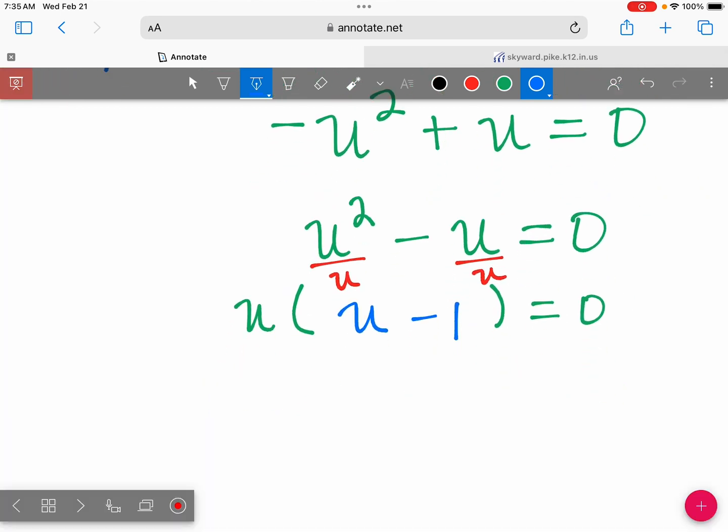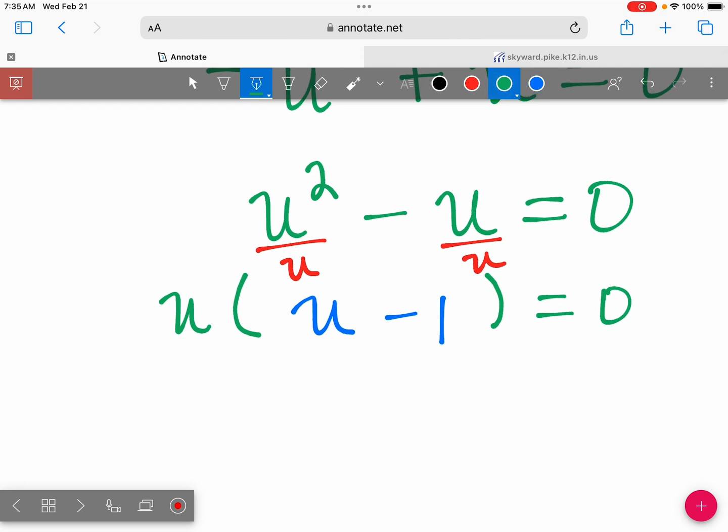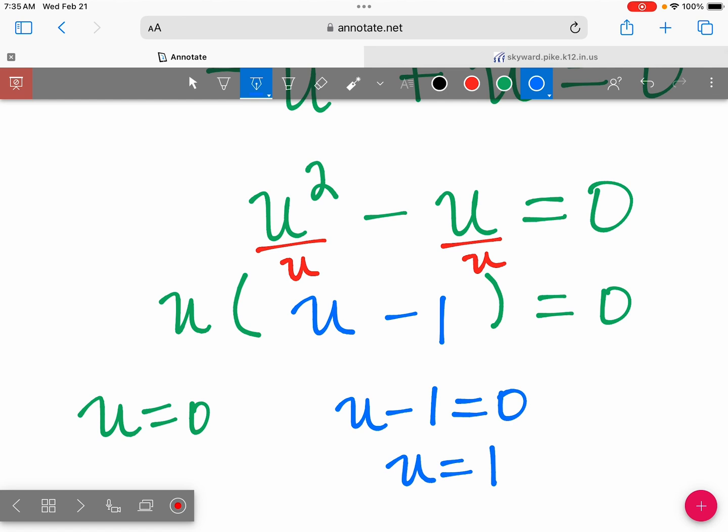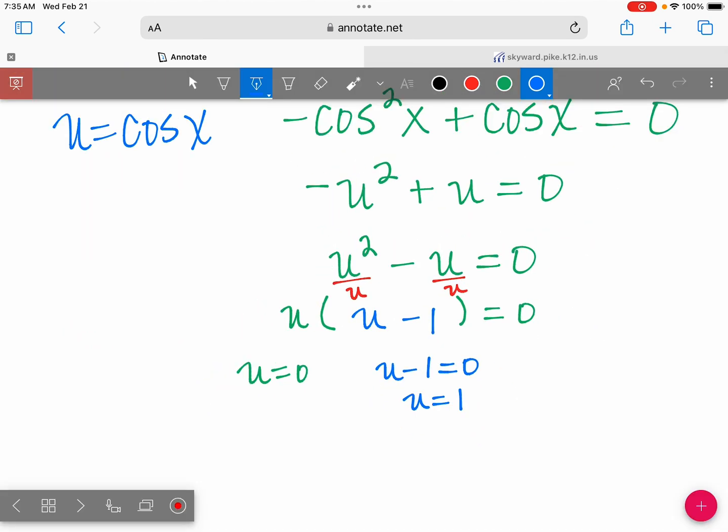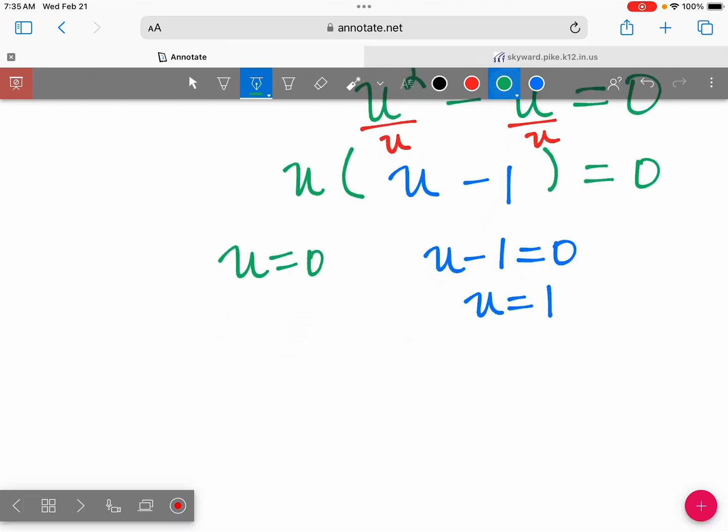So now we're setting both of our factors equal to 0. So I have u equals 0, and I have u minus 1 equals 0, or u equals 1. So we've actually finished the question-ish. Now, what did we say u was? Which trig ratio does u represent? Cosine. So now we're ready to go to our unit circle. So where on your unit circle is cosine 0? And then where on your unit circle is cosine positive 1?